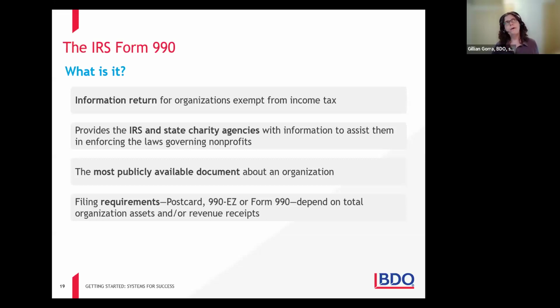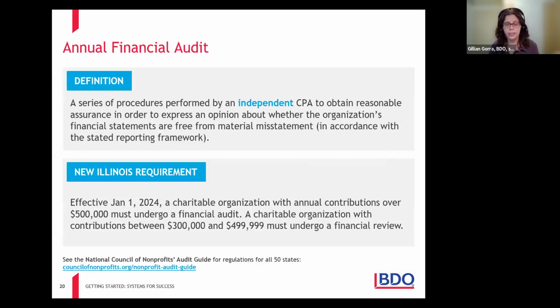Now, the other really common financial report that we might undergo and put out in the world is called an audit. An audit is, as we see here, something that's performed by an independent CPA firm. This is really important. If you are working with an accountant, maybe you have a CPA who's keeping your books for you, that is not a person who is eligible to perform our audit. They have to be independent and objective to the organization.